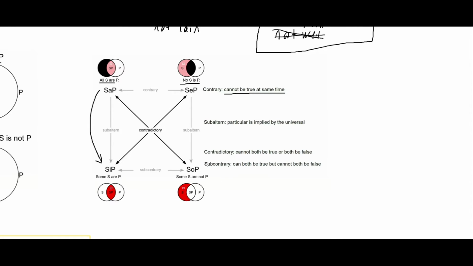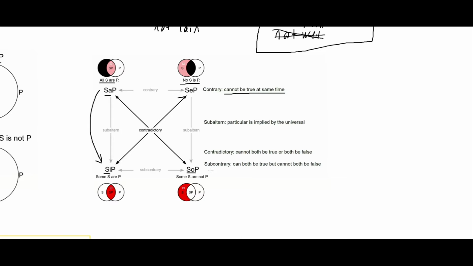And then contradictory means they cannot both be true or both be false. So if some S are P, then it cannot be true that no S is P. And if no S is P, it cannot be true that some S are P. These two things in the corner from each other are contradictory, and these two things in the other corner from each other are also contradictory.